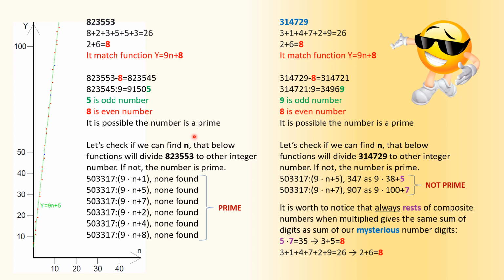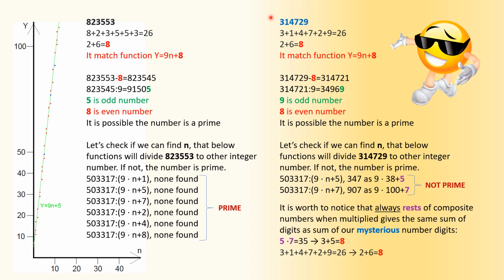We can try to find an n matching this function that will divide our number. Unfortunately, none were found, and this is a prime. Of course, you need to remember that divisibility by an n matching this function needs to give an integer number as well. Now let's take the number 314,729. 3 plus 1 plus 4 plus 7 plus 2 plus 9 is 26. 2 plus 6 is 8. It matches the function 9n plus 8 as well.